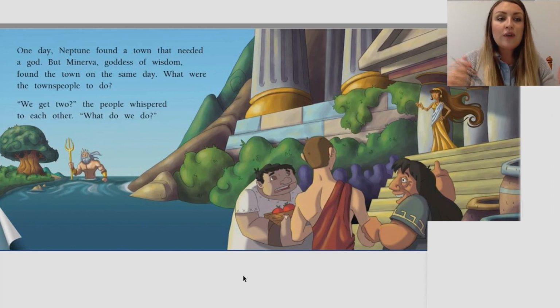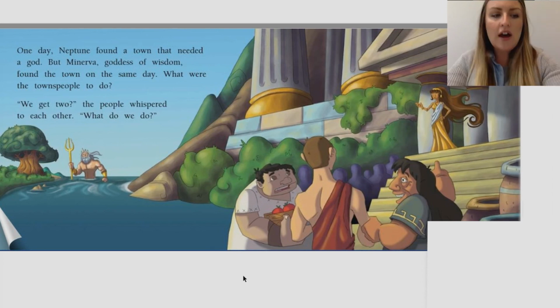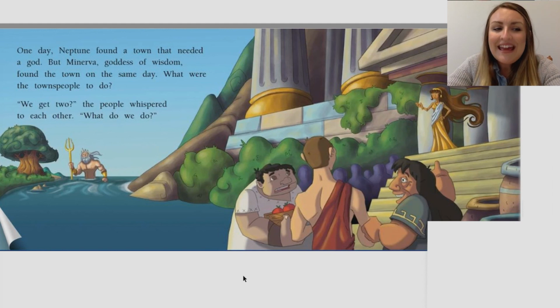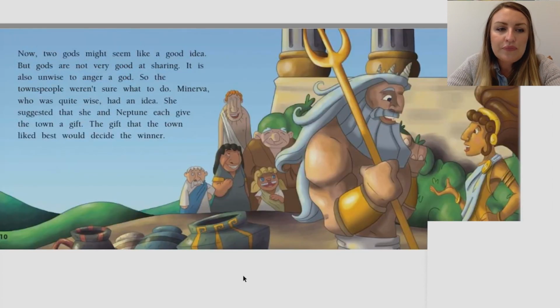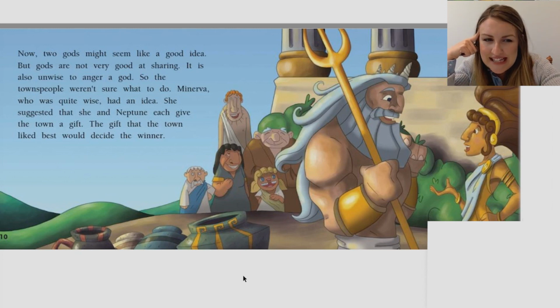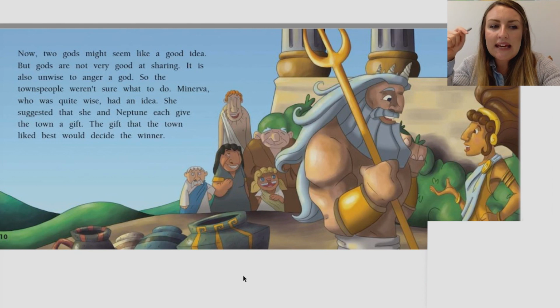Now, the two gods thing, that may sound like a good idea, but gods are not very good at sharing. It's also unwise to anger a god, so the townspeople weren't sure what to do. Minerva, who was quite wise, had an idea. She suggested that she and Neptune give the town a gift. The gift that the town liked the best would decide the winner.